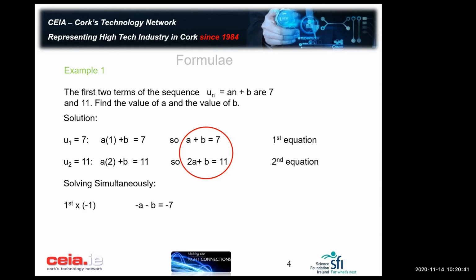So for the first equation, we multiply it by -1 and we get minus a minus b is equal to -7. Second equation, we leave it as it is. 2a plus b is equal to 11. We add them together or subtract them as you want to say. And it gives us a is equal to 4. Therefore, b is equal to 3. Thus, U of n is equal to 4n plus 3. So that's actually the formula for this U sequence.